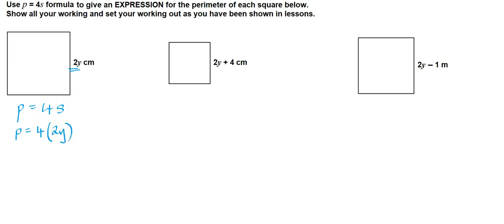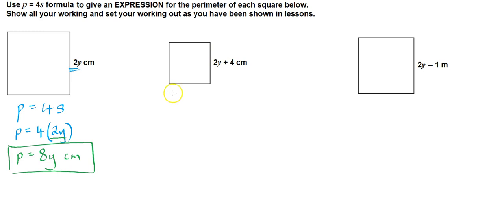Cool. So let's multiply 4 by the term 2y. So we end up with perimeter equaling 4 times 2y, which is, if we've got 4 2y's, we know we're going to end up with 8y. And that's centimeters. So that's our final expression.